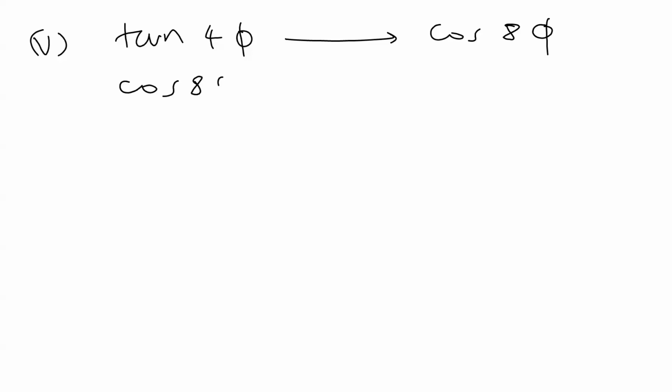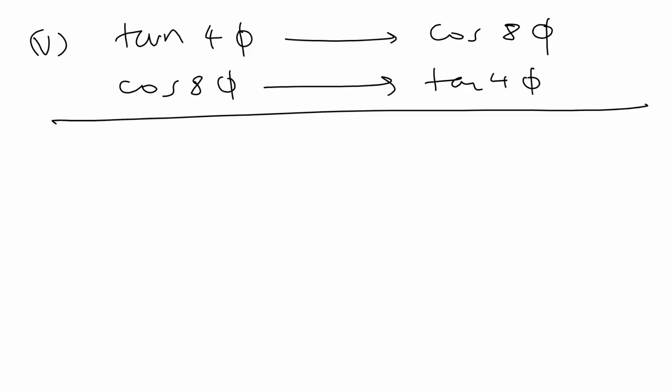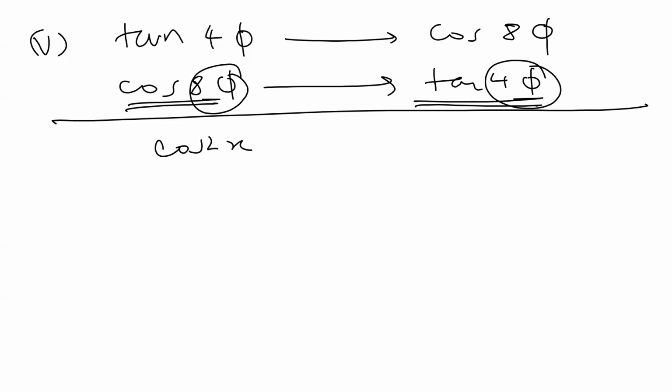Fifth one, tan 4 phi in terms of cos 8 phi. First we are going to reverse this, because we go from greater angle to a smaller angle: 8 phi in terms of 4 phi. Now cos in terms of tan, and 8 phi divided by 2 is 4 phi. So half angle. 8 is becoming 4. So half angle of cos. But this time we are going to use this formula of cos because cos is in terms of tan.